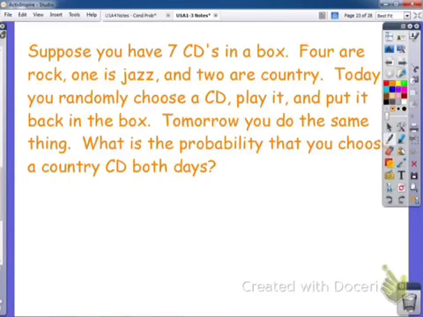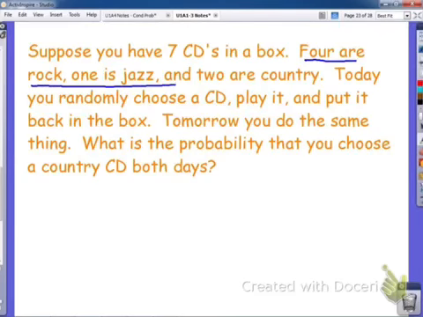Suppose you have 7 CDs in a box. 4 are rock, 1 is jazz, and 2 are country. You randomly choose a CD, play it, and put it back into the box. Now that's key. You put it back. That makes a big difference. That changes this problem, whether you put it back or you don't put it back. All right? You're going to put it back in the box, and tomorrow you will do the same thing. What is the probability that you choose a country CD both days?